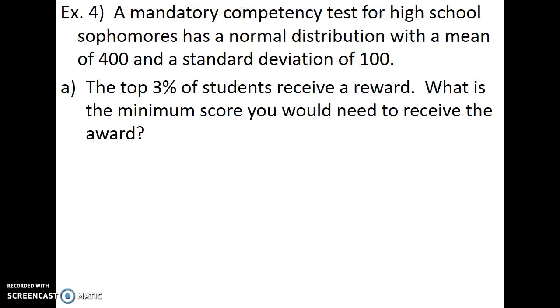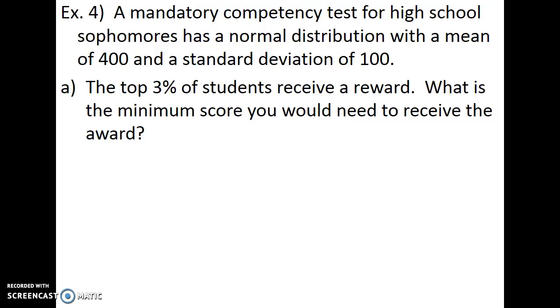So that means if we get a scenario like this, we could actually find a score rather than just a z-score. A mandatory competency test for high school sophomores has a normal distribution with a mean of 400 and a standard deviation of 100. The top 3% of students are going to receive a reward. What is the minimum score you'd need to receive the reward?